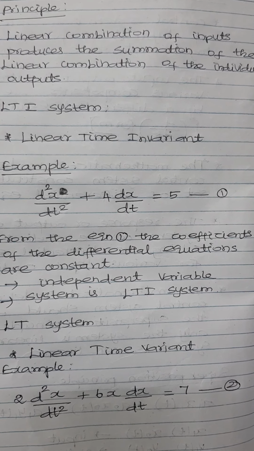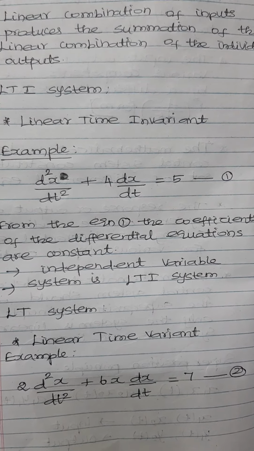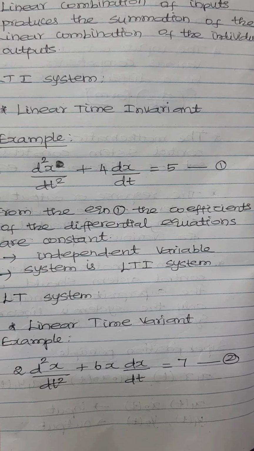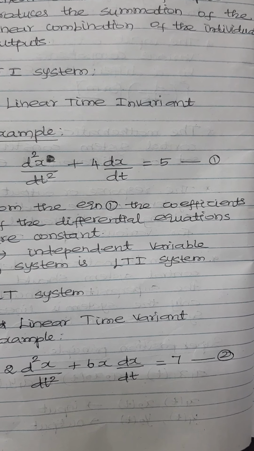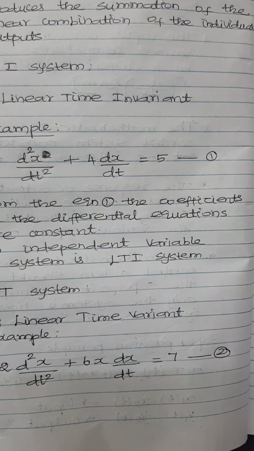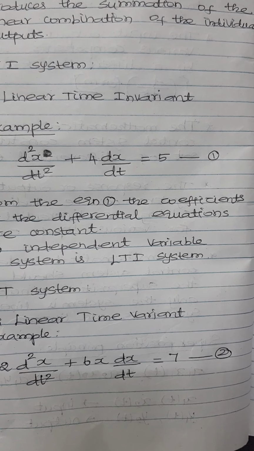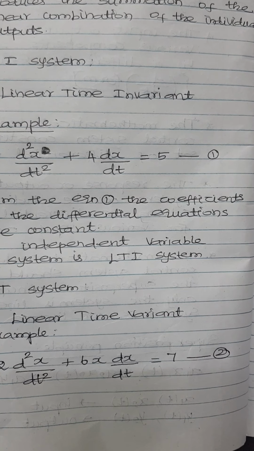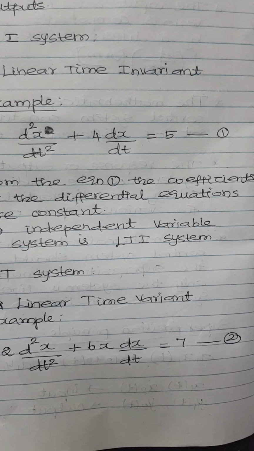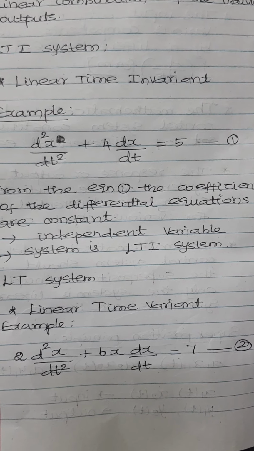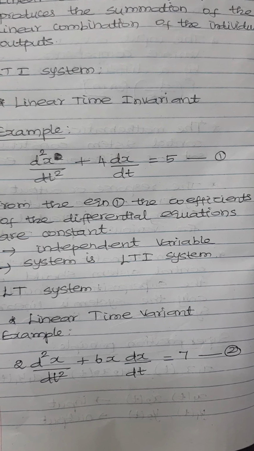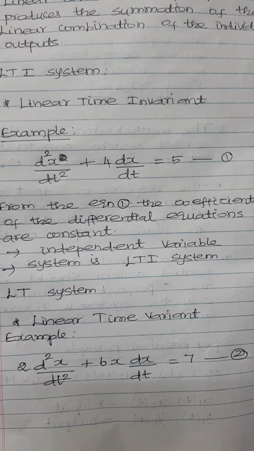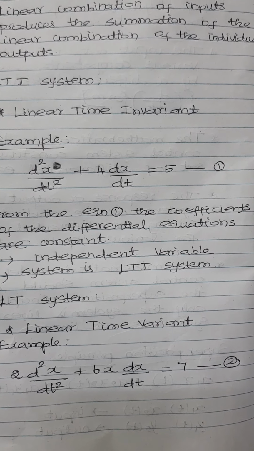Linear time invariant system means, see the example: d squared x by dt squared plus 4 dx by dt equal to 5. From equation 1, what are the coefficients? The first one, d squared x by dt squared, is in the form of 1 into d squared x by dt squared plus 4 into dx by dt. Here 1 and 4 are constants. So there is no t or any other time function. All the coefficients of the differential equation are constant only, meaning there is no function of time. So we can say this system is a linear time invariant system.